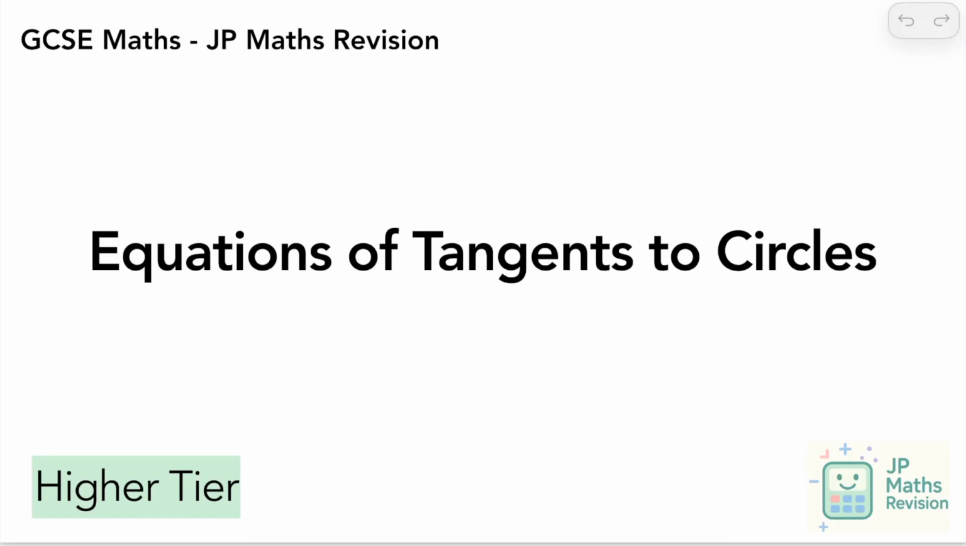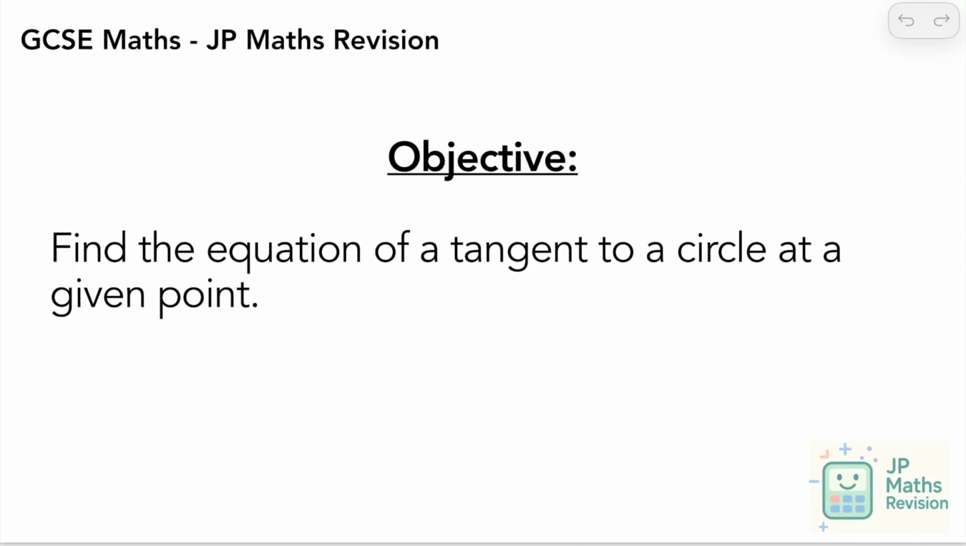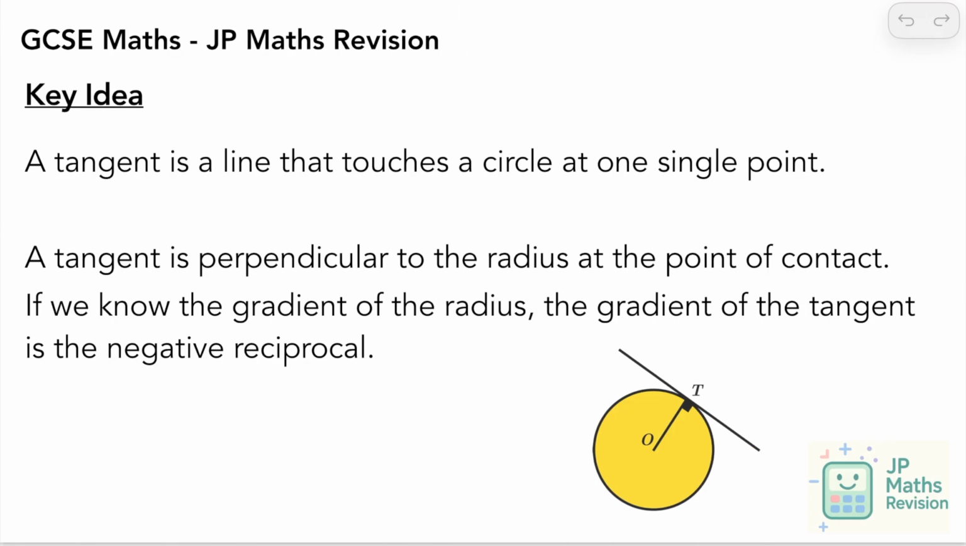Hello, in this video we're going to be looking at equations of tangents to circles. So the objective here is to find the equation of a tangent to a circle at a given point. The key idea: a tangent is a line that touches a circle at one single point. A tangent is perpendicular to the radius at the point of contact. So if we know the gradient of the radius, the gradient of the tangent is the negative reciprocal, because we know this about perpendicular lines.